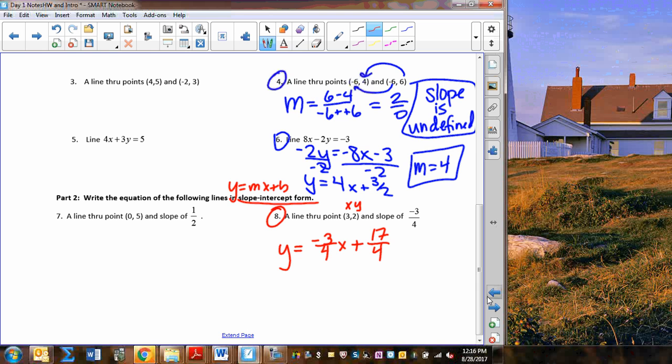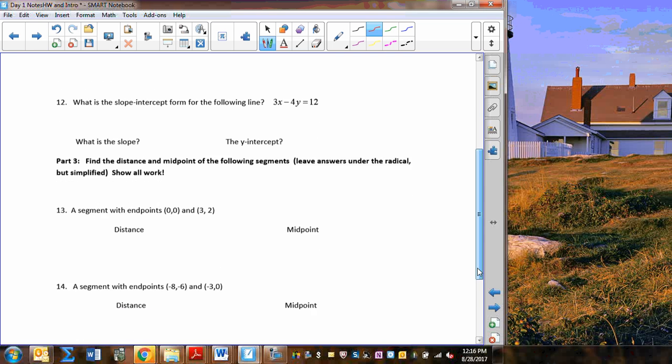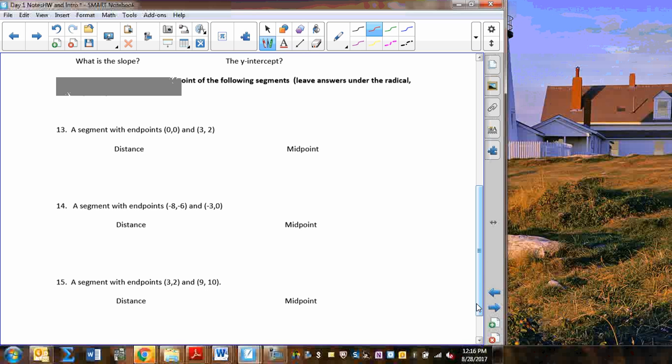Okay, let's flip it over to the back side. Let's take a look at part 3. So part 3 is find the distance and midpoint of the following segments, and leave answers in the radical. So you will always leave your answers in simplest radical form. Again, we won't be using calculus, so I should see a simplified radical, not a decimal value, unless I ask for it. And make sure you show all work.